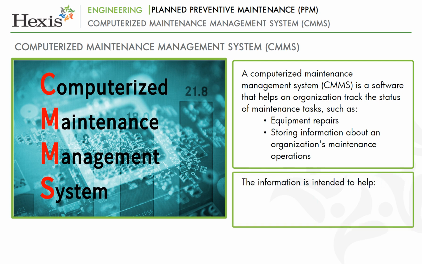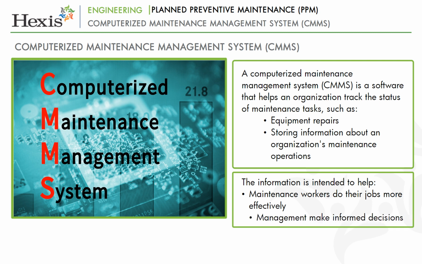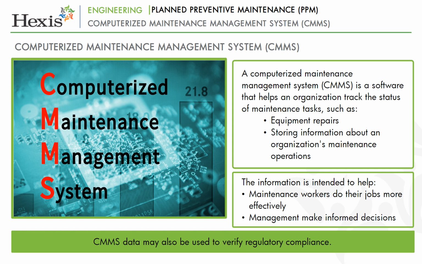This information is intended to help maintenance workers do their jobs more effectively, for example, determining which machines require maintenance and which storerooms contain the spare parts they need, and to help management make informed decisions, for example, calculating the cost of machine breakdown repair versus preventive maintenance for each machine, possibly leading to better allocation of resources. CMMS data may also be used to verify regulatory compliance.